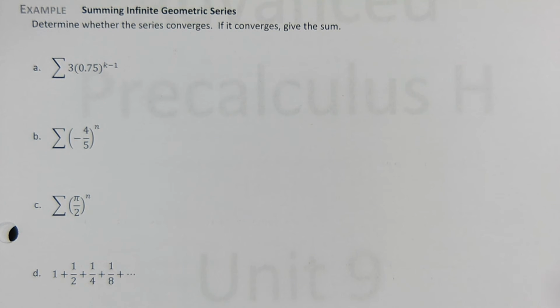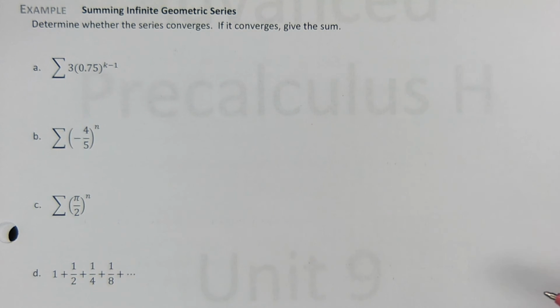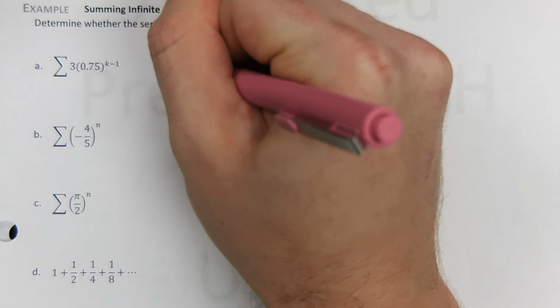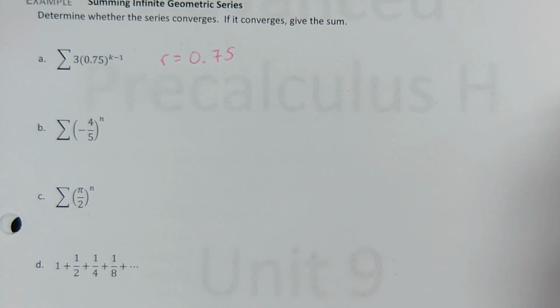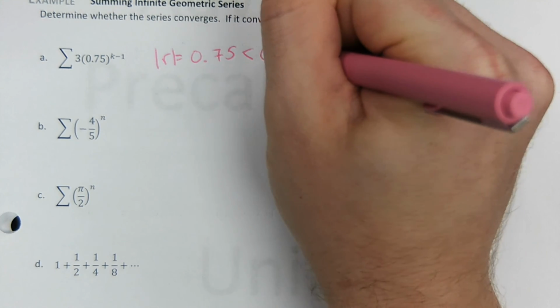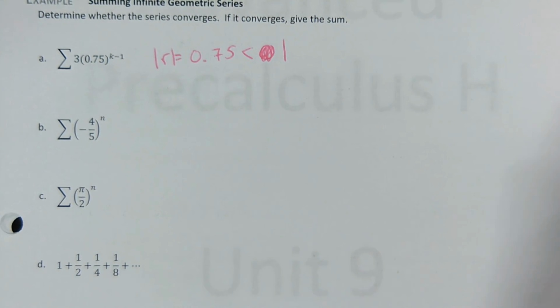So what are we looking at? I'll tell you what we're looking at. We're looking at legitimately the general term of a geometric sequence, where r is 0.75. Well, the absolute value of that just does so happen to be less than 1.